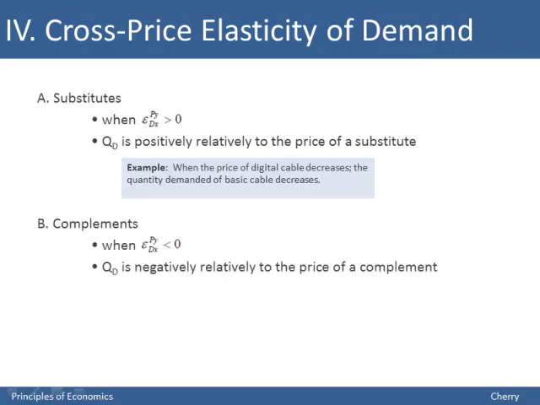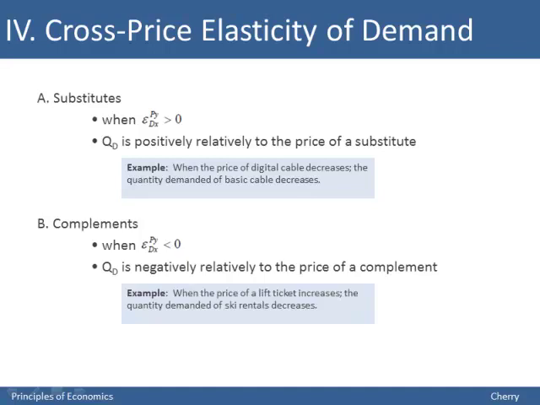Complements, that's defined by when cross-price elasticity of demand is negative. That's when quantity demanded is negatively related to the price of a complement. An example would be when the price of a lift ticket increases, the quantity demanded of ski rentals decreases. Right? So these are the goods you buy together.